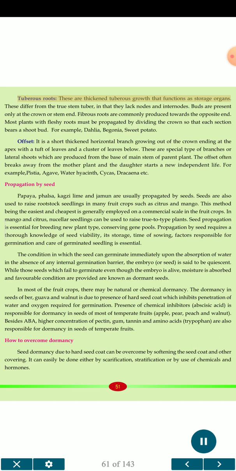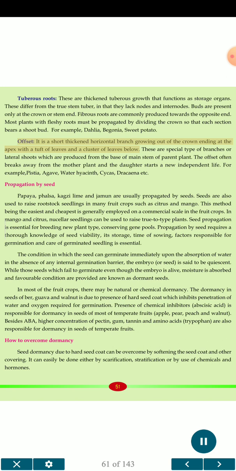51. Tuberous roots. These are thickened tuberous growths that function as storage organs. These differ from the true stem tuber in that they lack nodes and internodes. Buds are present only at the crown or stem end. Fibrous roots are commonly produced towards the opposite end. Most plants with fleshy roots must be propagated by dividing the crown so that each section bears a shoot bud. For example, dahlia, begonia, sweet potato.